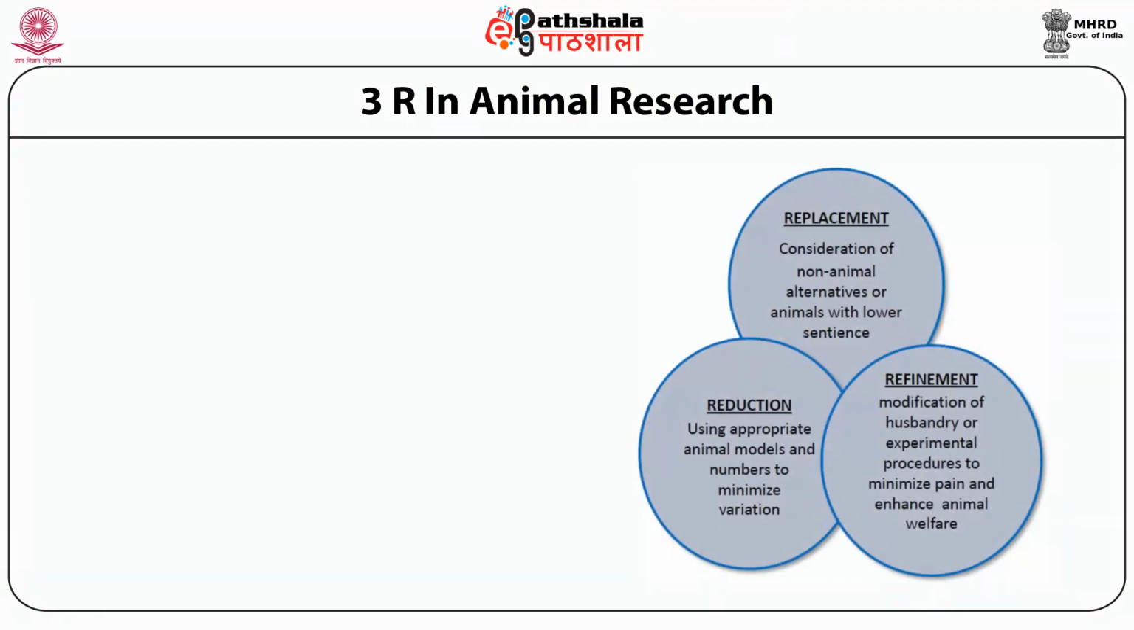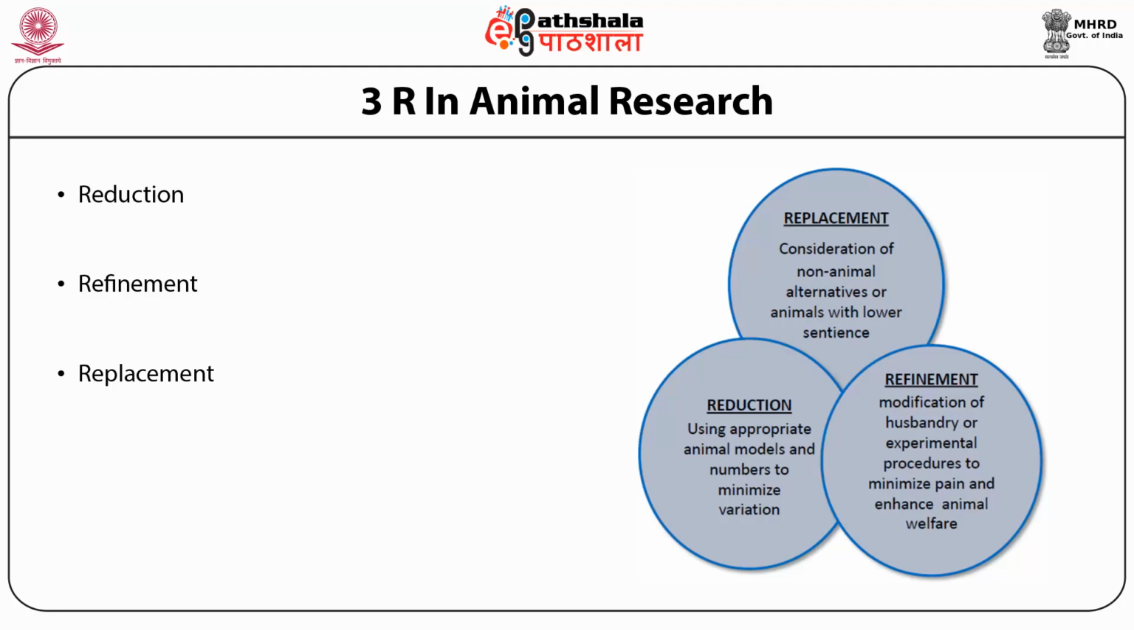Finally, this is important, what you should consider before going for animal research, what you call 3R. 3R stands for reduction, refinement, and replacement. Reduction is using an appropriate number of animals to minimize variation. You can't take 100 to 20 animals per group and use them for your research. The maximum number of animals should be reduced in such a way that your results will not vary and you will get good statistical data.